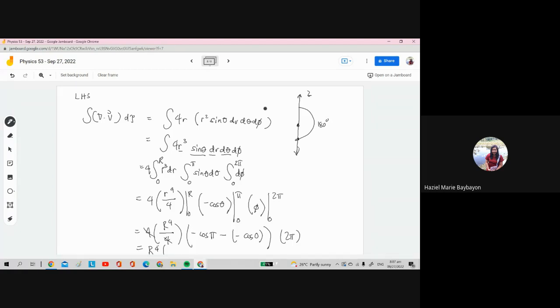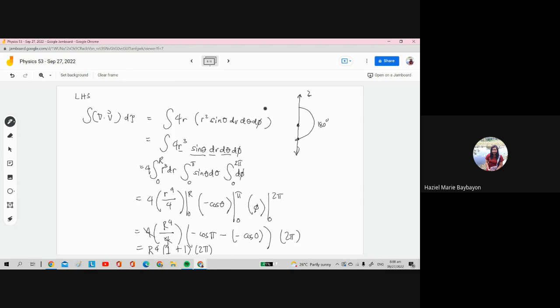So when you're using pi, you have to make sure that your calculator is in radians mode. So cosine 180 is negative 1. Negative 1 times this negative sign here will become positive 1. And then this one is plus cosine 0, and cosine 0 is 1. R to the fourth plus 1 plus 1, that is 2 multiplied by 2 pi.